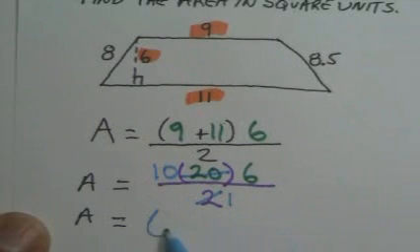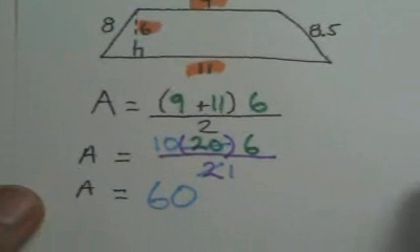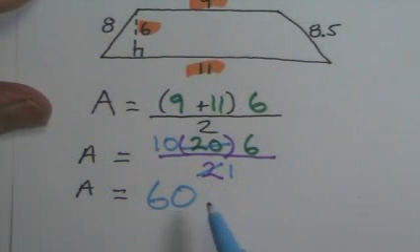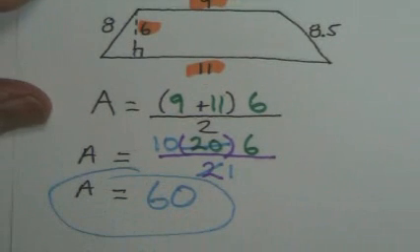10 times 6 is 60. And of course this would be some sort of square units, meter squared, inches squared, whatever. But that's our area, 60 square units.